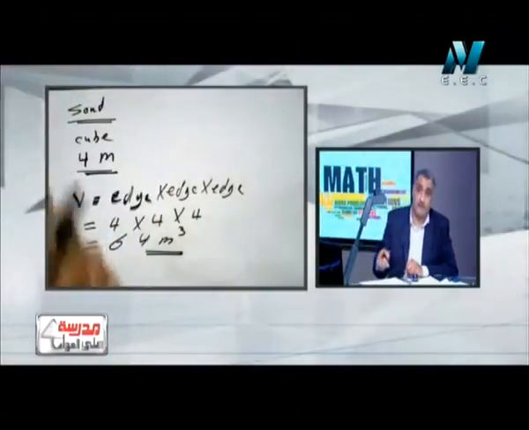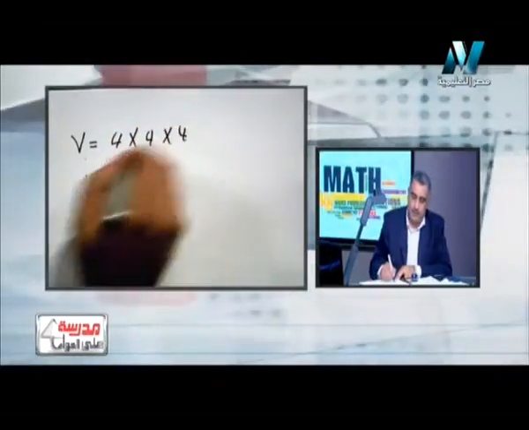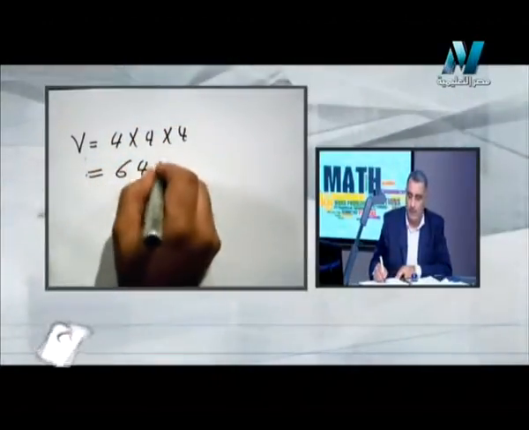Okay, very important idea. If the edge length of a cube is 4 meters, find the volume of the cube. A direct example. Just apply the cube rule. Volume equals 4 times 4 times 4. The result will be 64 meter cube.